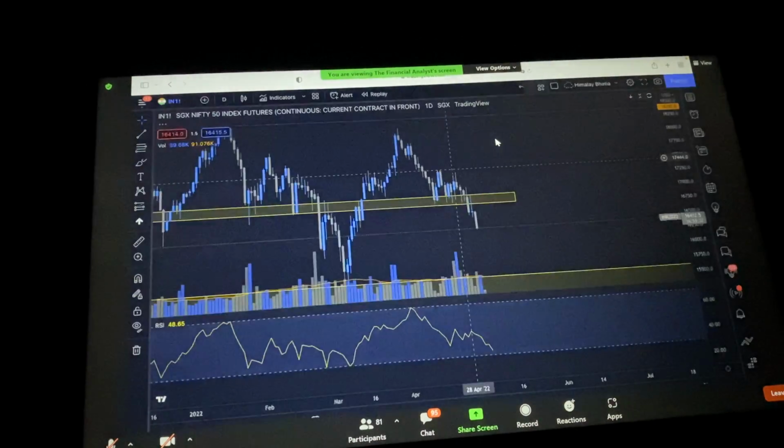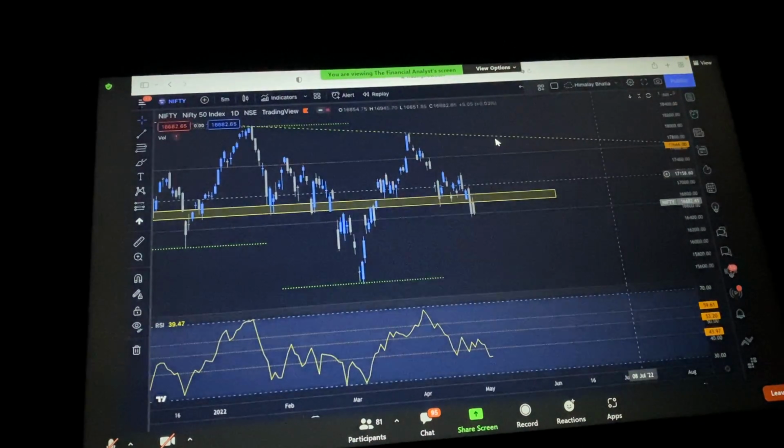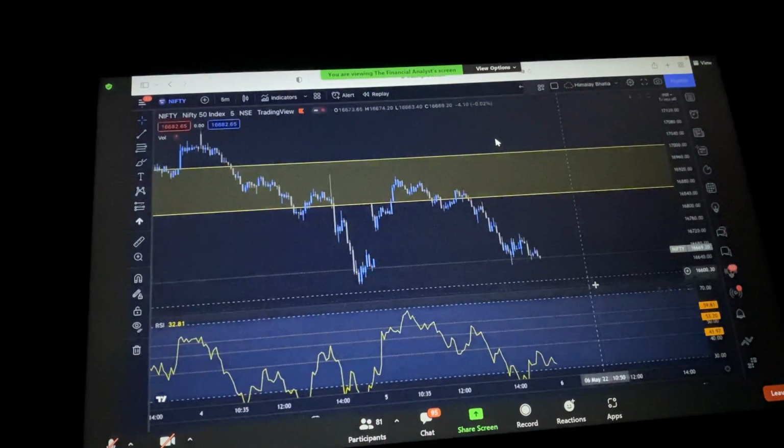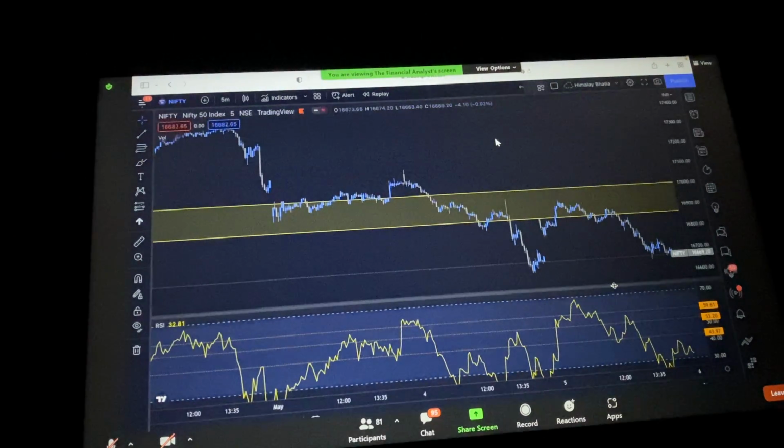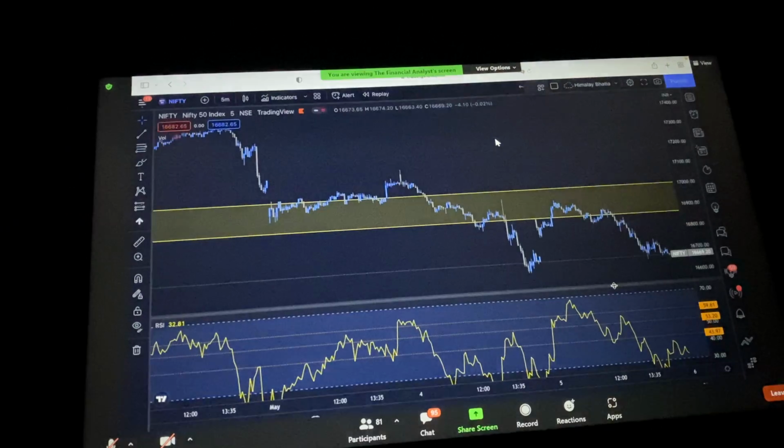Nifty. Let's come to the 5-minute chart. Now over here I've plotted certain levels. How do you plot these levels? These keep changing with time, and you have to update them every now and then. Okay? But I'll give you approximate ranges.